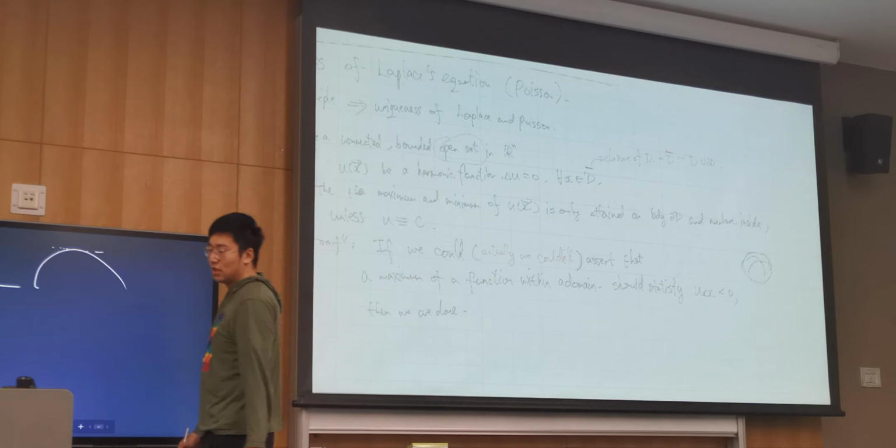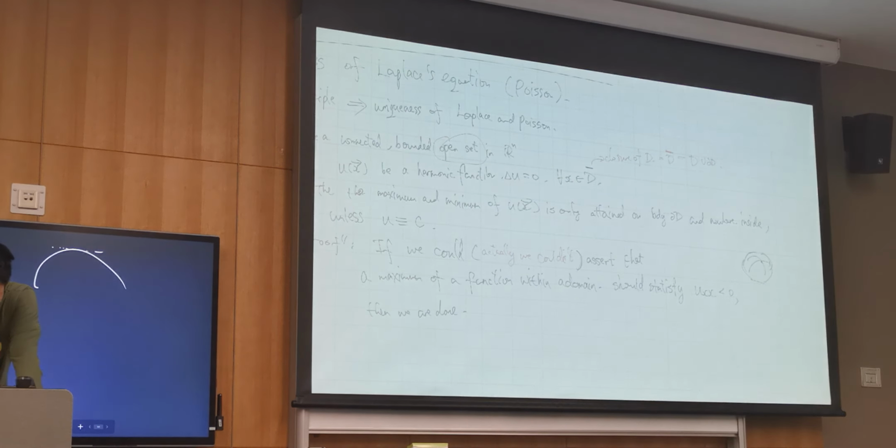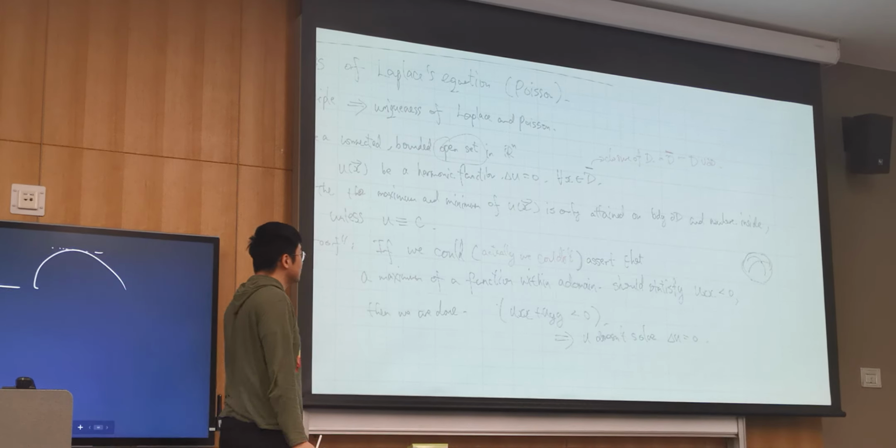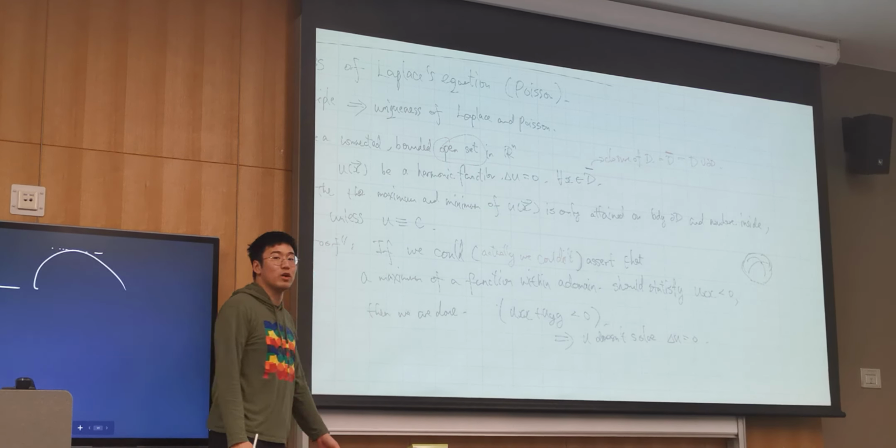Then of course, uxx plus uyy is strictly smaller than 0, which means that this is not true. u doesn't satisfy, u doesn't solve the Laplace equation, Laplace u equals 0. Then we can already prove this.